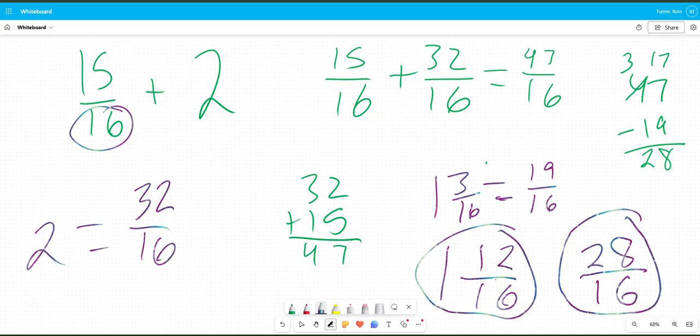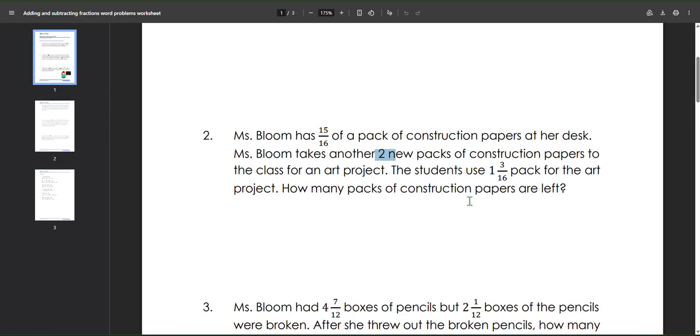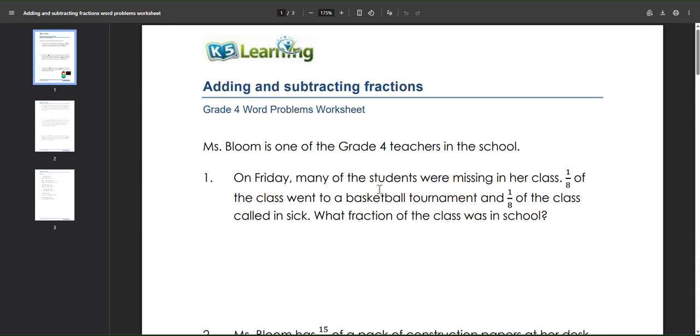That's a lot of different practice within fractions, but I hope you guys enjoyed this as we worked on some adding and subtracting fractions through word problems, and we utilized K through 5 learning, which is definitely one that I suggest for everybody to use if you're looking for extra practice.